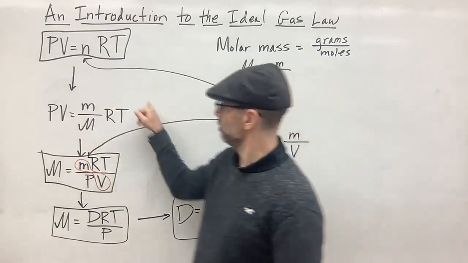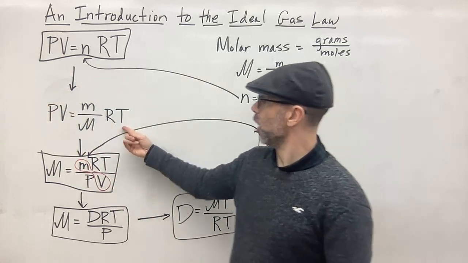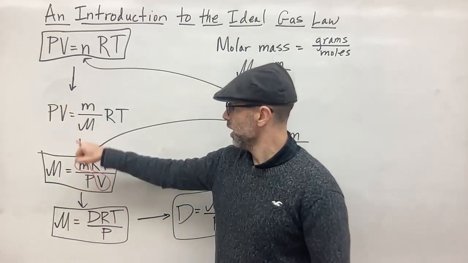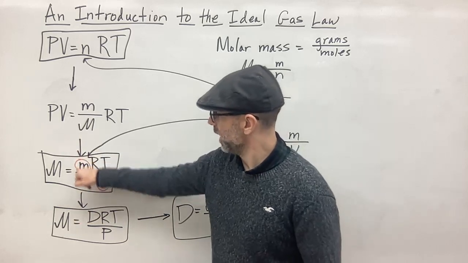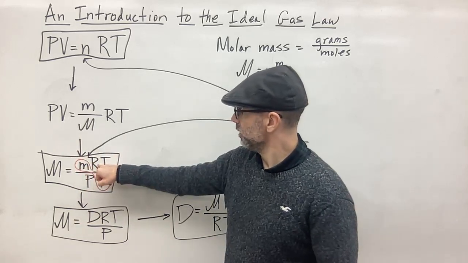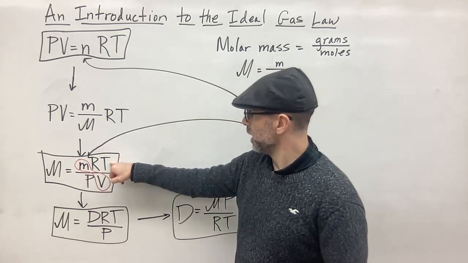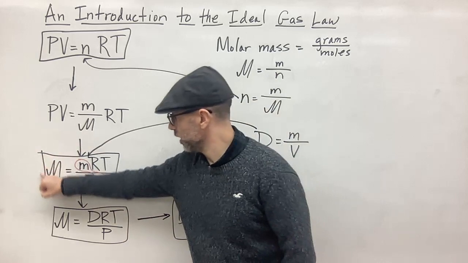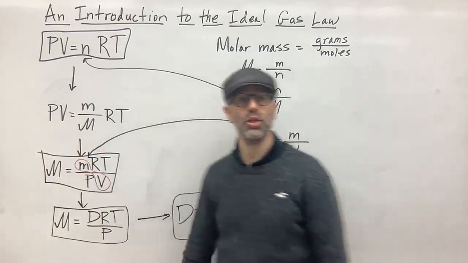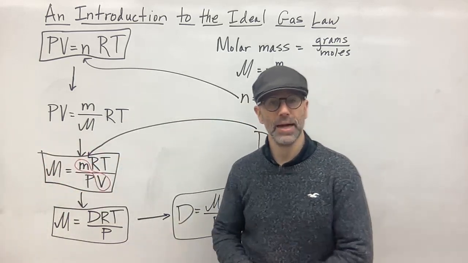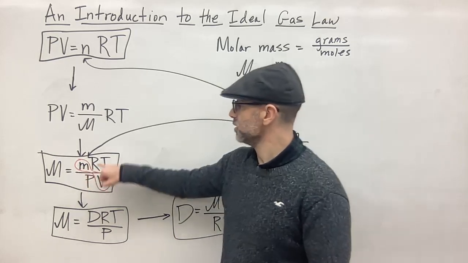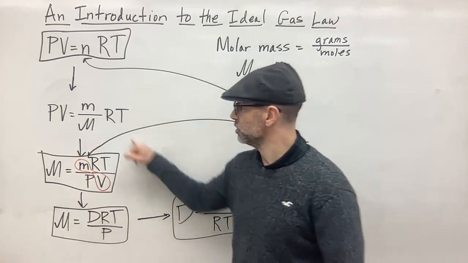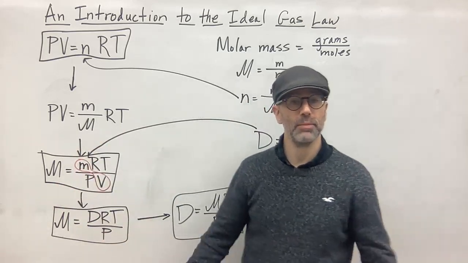Now we have PV equals m over molar mass multiplied by RT. At this point, we can rearrange this equation and get molar mass is equal to the mass of the gas multiplied by the ideal gas law constant multiplied by the temperature in Kelvin, divided by pressure and divided by volume. So this would be the equation that you would use to find molar mass. If you're given the mass of your gas, R, the temperature, the pressure, and the volume, you could plug those in and find the molar mass.